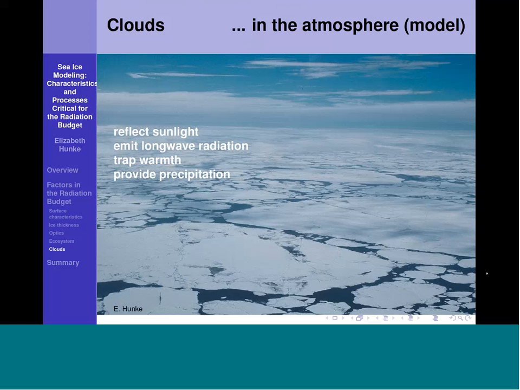And finally, I would be remiss not to mention clouds, although they're not modeled in the sea ice component. They are part of the atmosphere models, but they have a huge effect on sea ice because they reflect sunlight, they emit long-wave radiation that warms the ice, they act as a blanket over the lower atmosphere, and they provide precipitation, which is utterly critical in the sea ice radiation budget. Fortunately, they are someone else's job to model, but their effects are incorporated into the sea ice model.